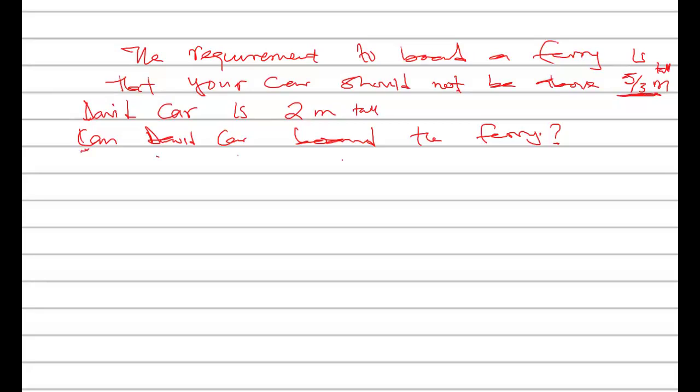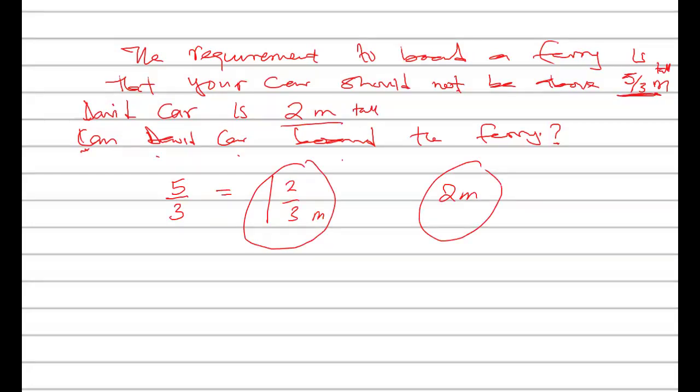So you also have to check it. 5/3 is 1 2/3 meters, and David's car is 2 meters. If you compare the two, you realize that 2 meters is more than 1 2/3 of a meter. That means David's car cannot board the ferry, because the car is taller than the required height. So they ask you questions like this.